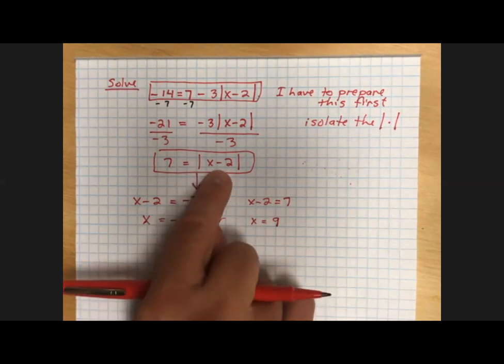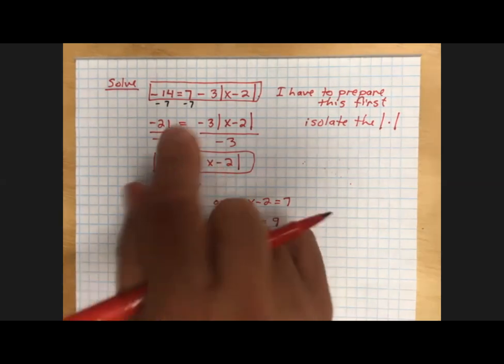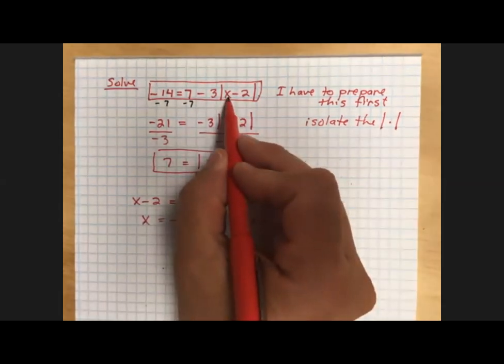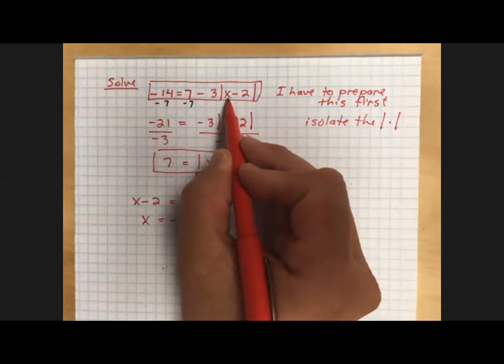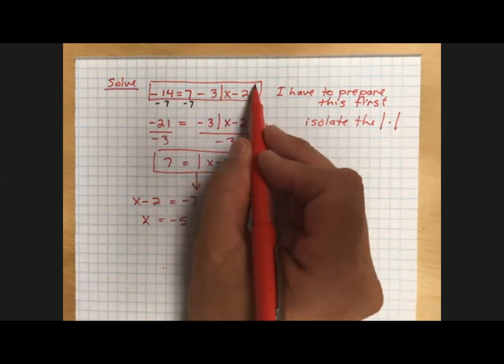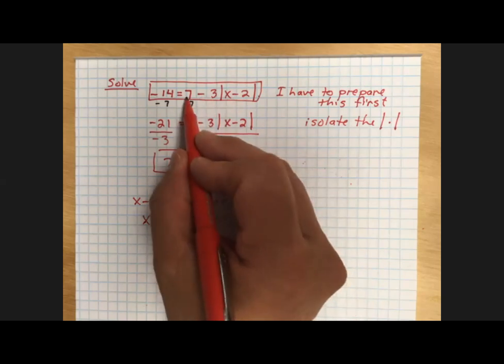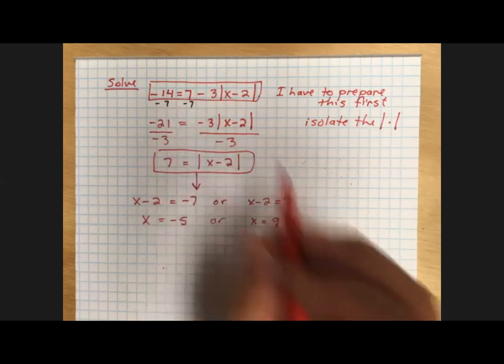I can see that works right here, but this is where I need to check. Let's take the 9 up here. Stick a 9 in here. This becomes 7. Absolute value of 7 is 7. 3 times 7 is 21. What's 7 minus 21? Negative 14.